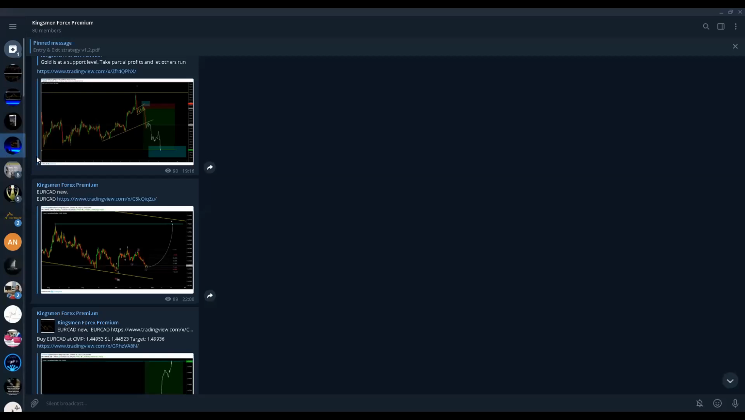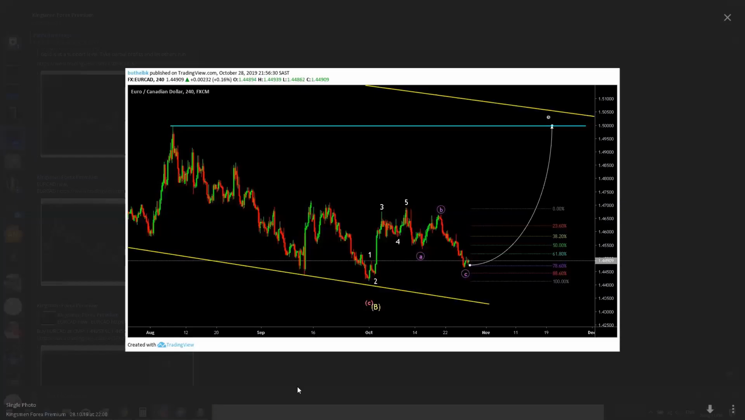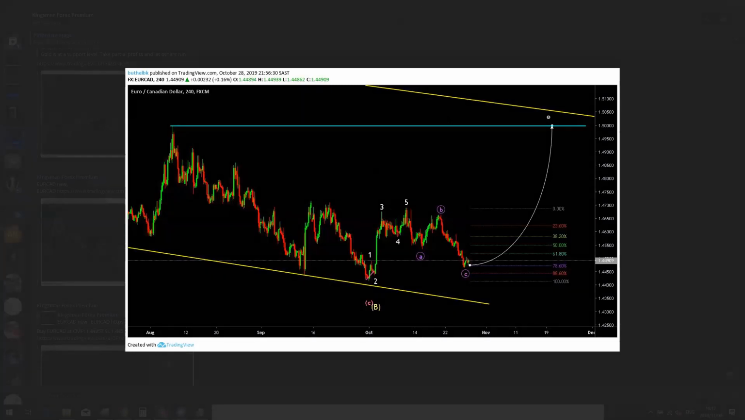Another CAD pair that we took was EURUSD. So in EURUSD, we had this 5-wave move followed by an ABC correction. We had this 5-wave move followed by a nice ABC correction. So when we checked the retracement levels, we were already at 78.6.